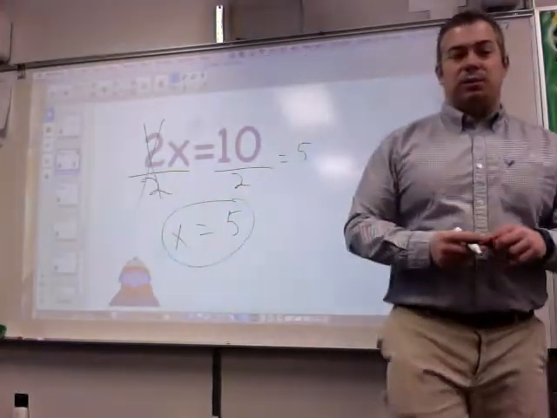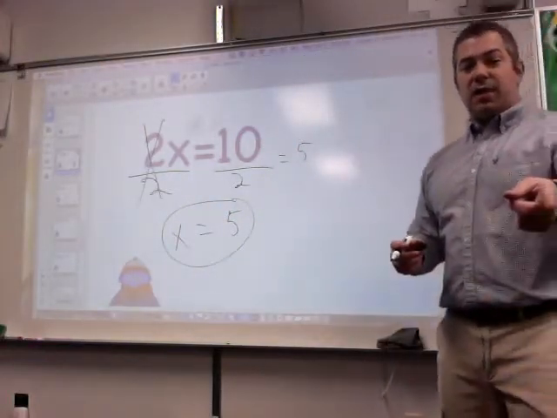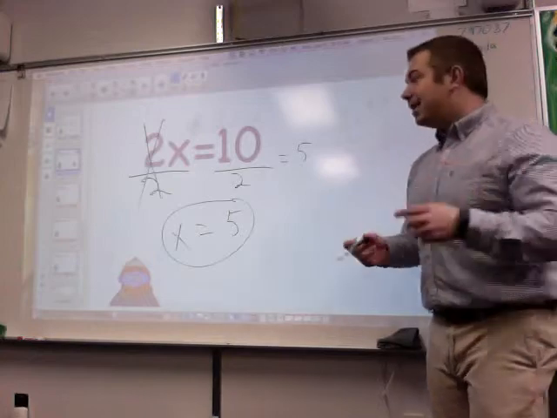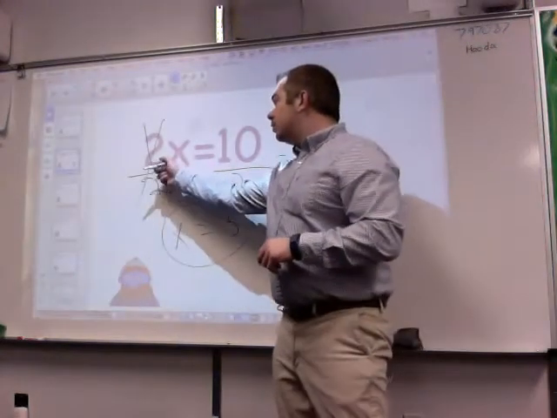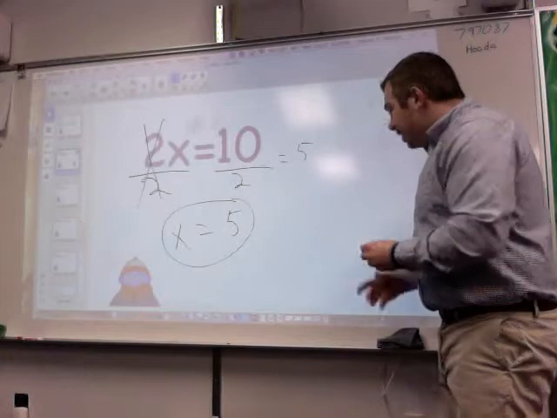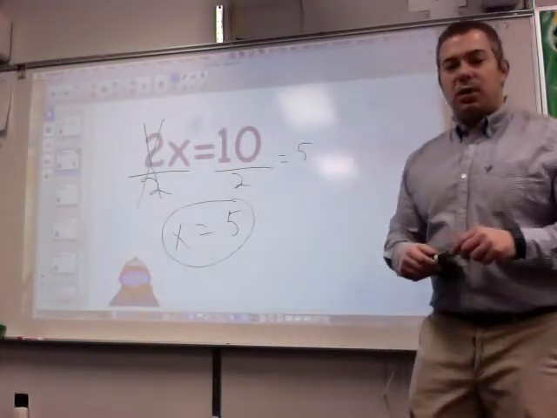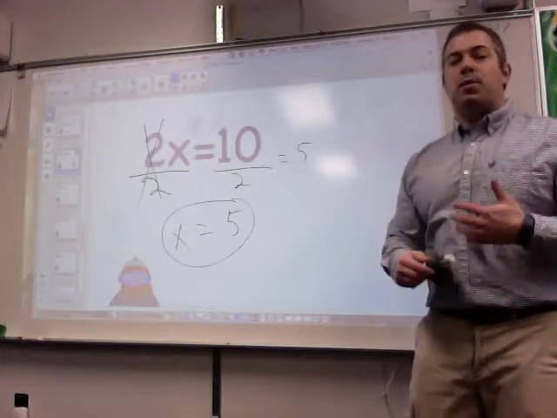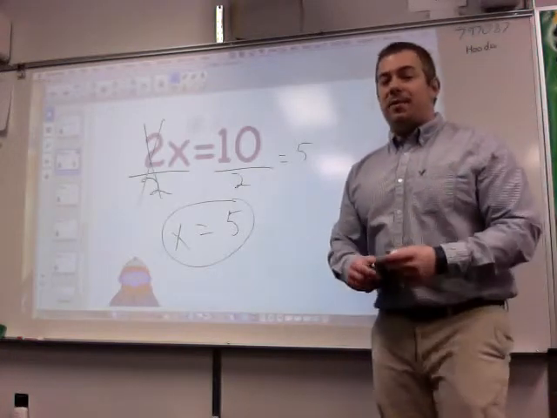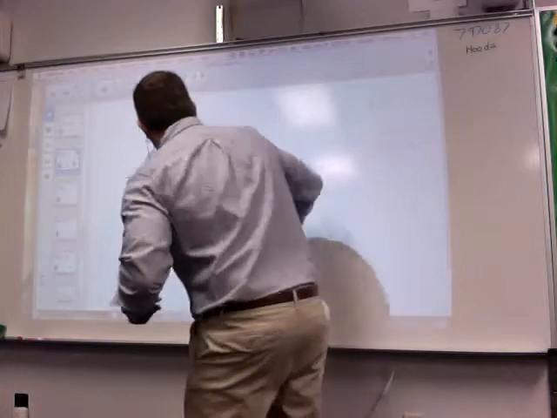And what can I do to check? Yes, you said I could plug it in. 2 times 5 equals 10. Now, yes, this is a simple problem, and you could have seen right away what the answer is going to be, but it's important to know the method for when the problems do get harder, and some of them get harder during this video.